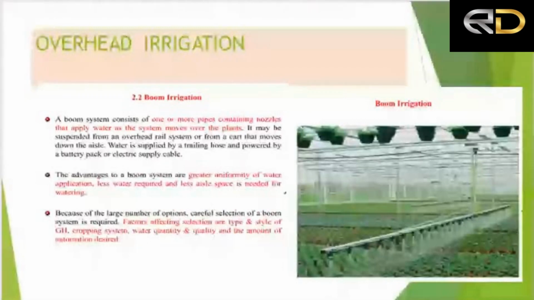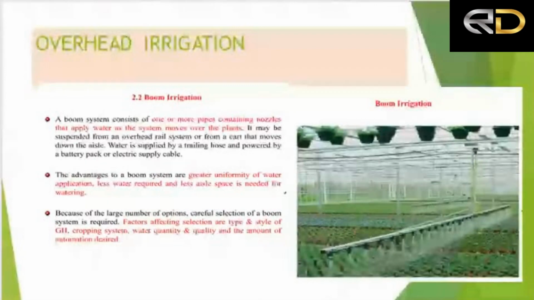It consists of one or more pipes containing nozzles that apply water as the system moves over the plants. It may be suspended from an overhead rail system or from a cart. So what is the advantage of having a boom system, or why do we recommend the boom system in high-tech greenhouses? First, it has a greater uniformity of water application. Each and every plant or seedling gets a uniform amount of water, and mortality in boom irrigation is a little less compared to manual irrigation.